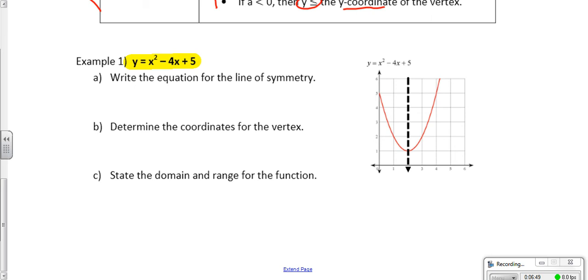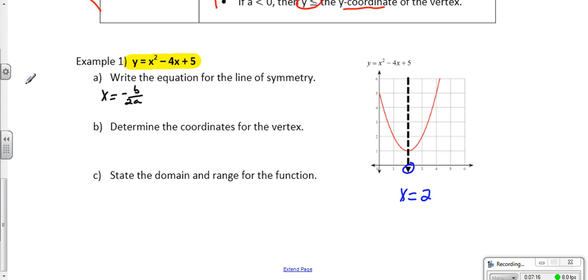And the question is, what is the equation of that? Well, we know that any vertical line has the equation x equals. Well, if you look at the x value right there, I covered it up, but it's 2. So your line of symmetry is x equals 2. But how do we get that if we don't have a graph? Well, the formula says x equals negative b over 2a.